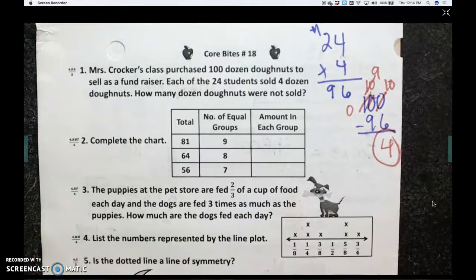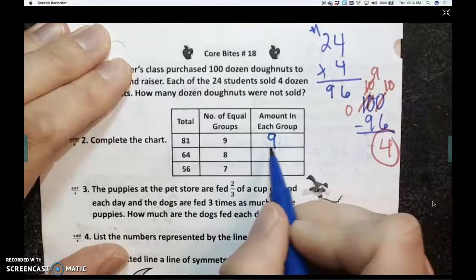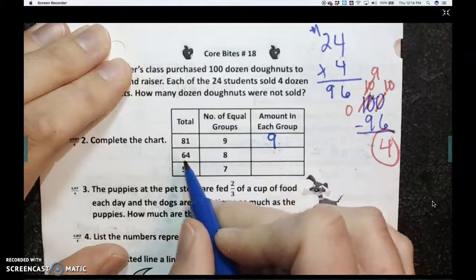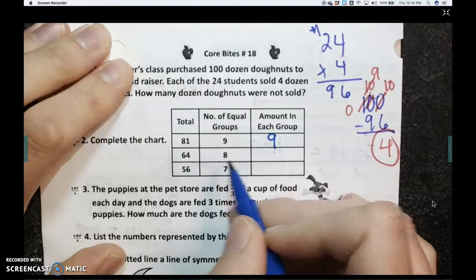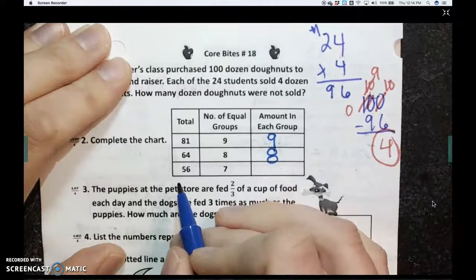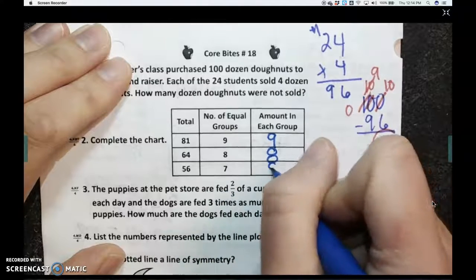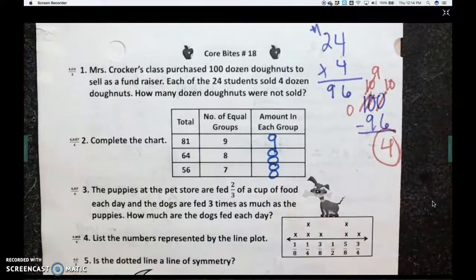So 81 divided by 9 would give you 9. And you know that's correct because 9 times 9 is 81. 64 divided by 8 would give you 8 because 8 times 8 is 64. And then 56 divided by 7 would give you 8 because 8 times 7 gives you 56.